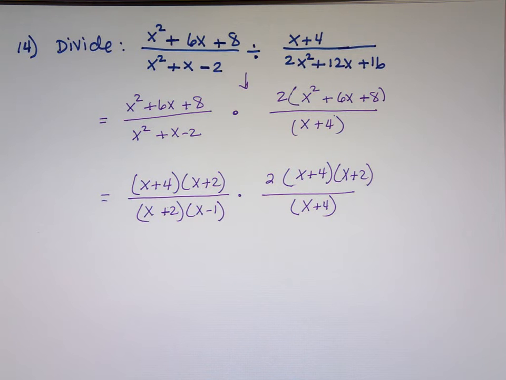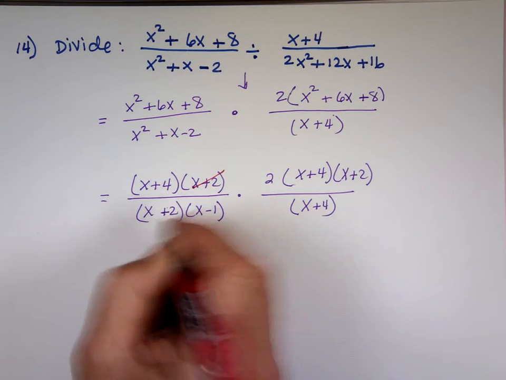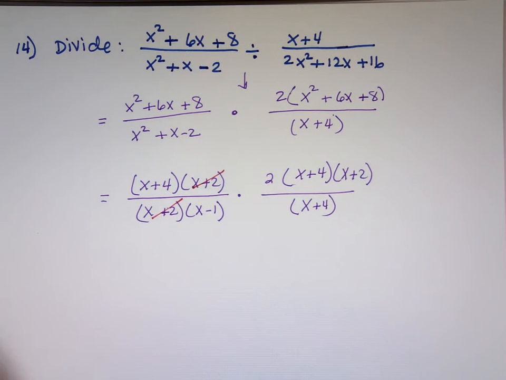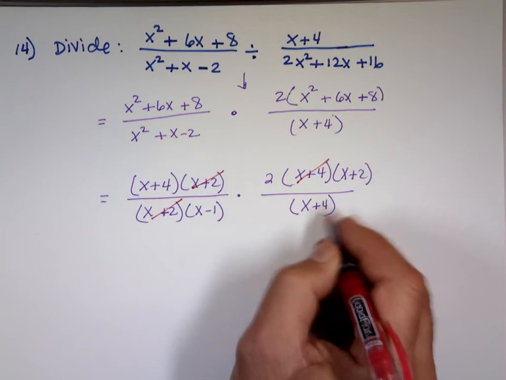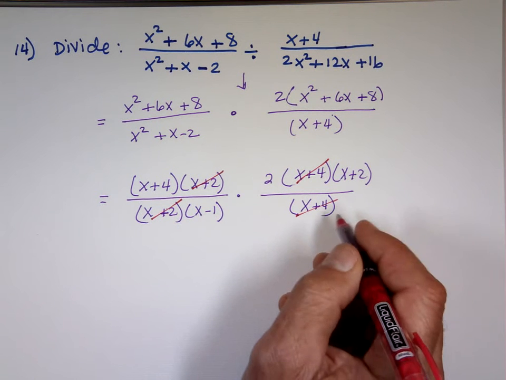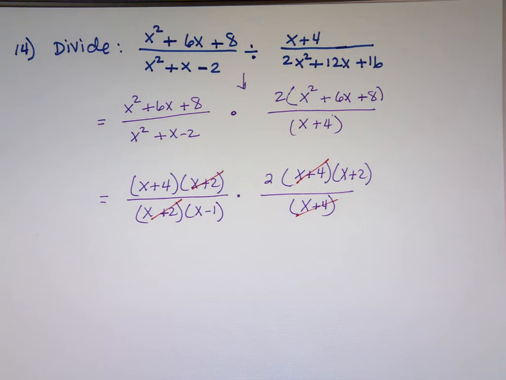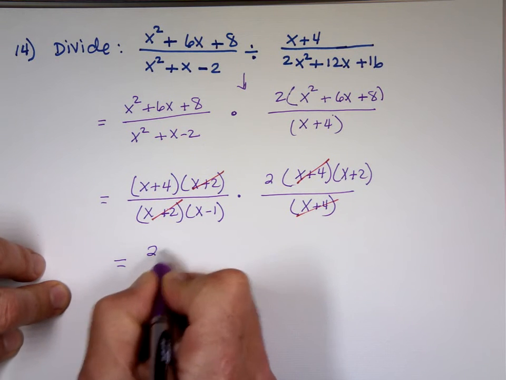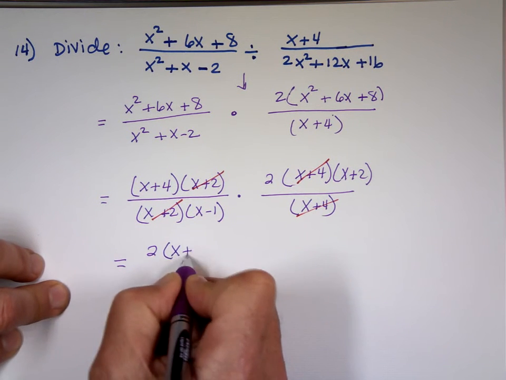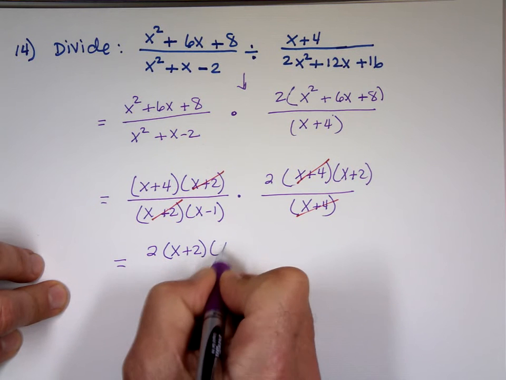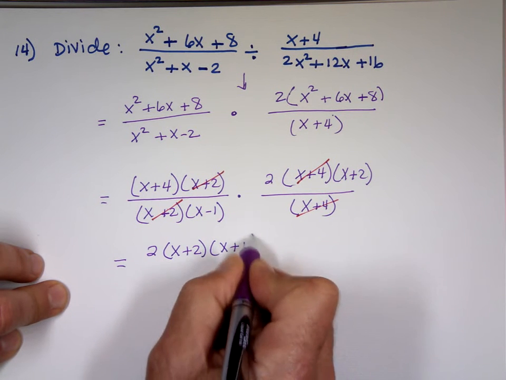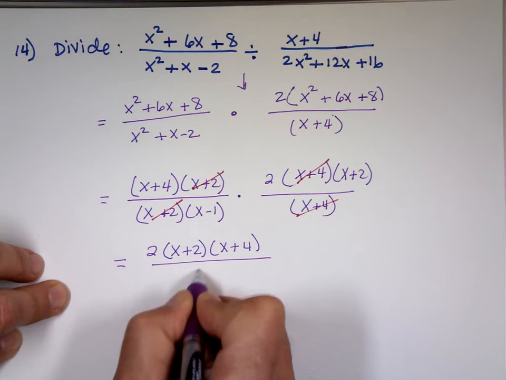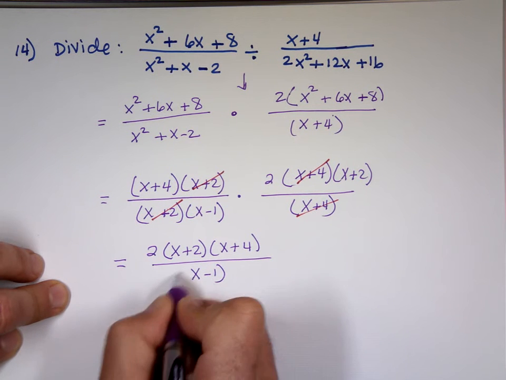x plus 2 is gone with x plus 2. x plus 4 is gone with x plus 4. Let's see what we have left there. On the top, I see a 2. I see x plus 2. And I see x plus 4. The bottom, I see x minus 1. And that is my answer.